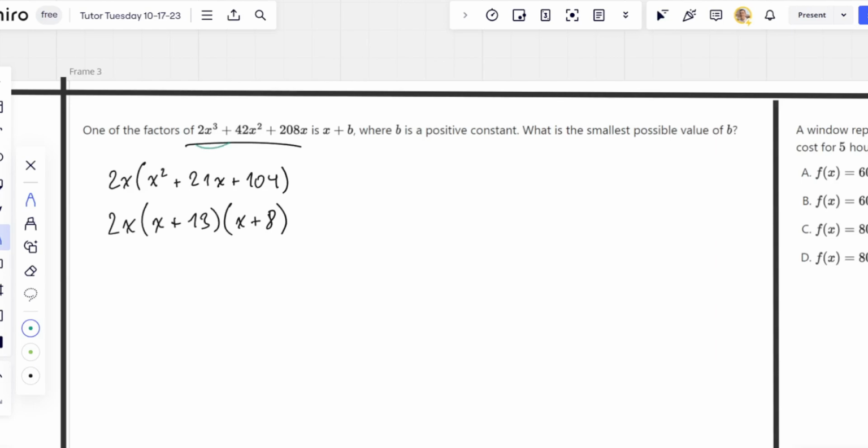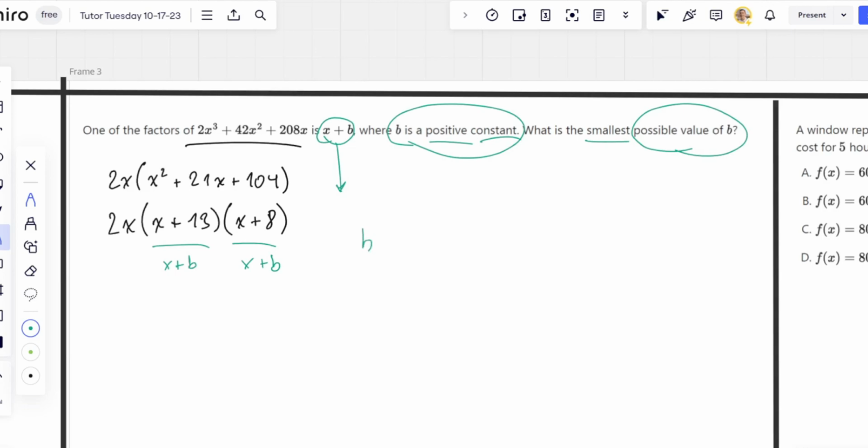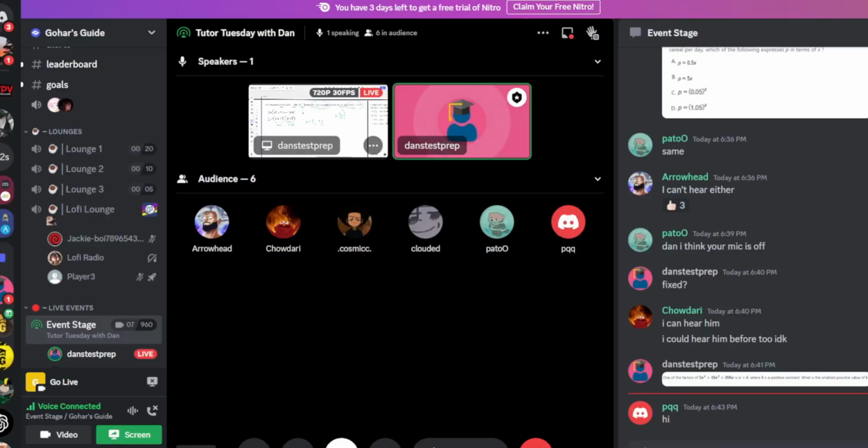So if we're comparing all the factors of this equation to this form, then I see either this could be x plus b, or this could be x plus b. Right, b is a positive constant. What is the smallest possible value of b? We only have two possibilities if we're matching up this equation, and that's going to be b equals 8 or b equals 13. And I hope that you guys would all agree b equals 8 is the smallest possible value that we can get there.